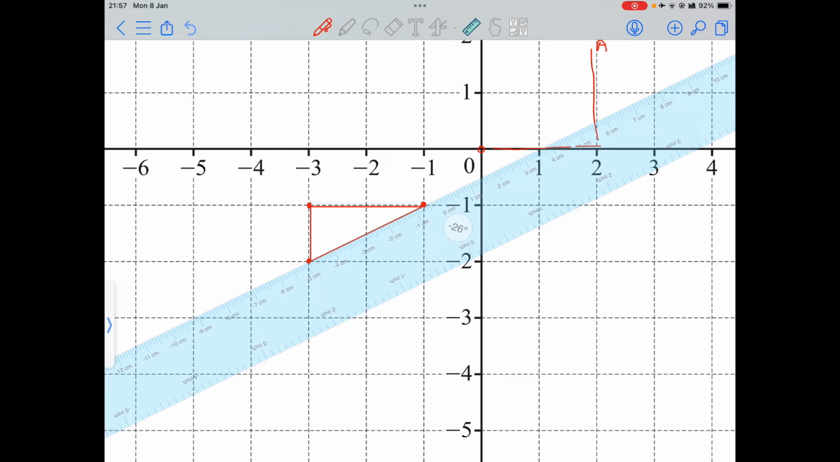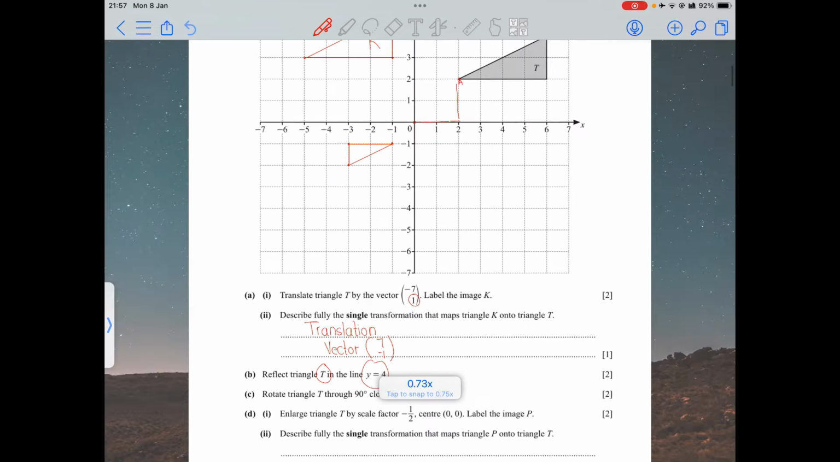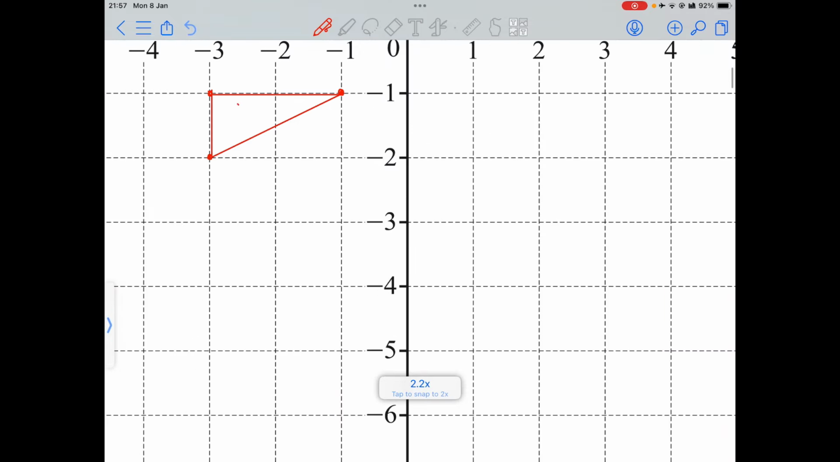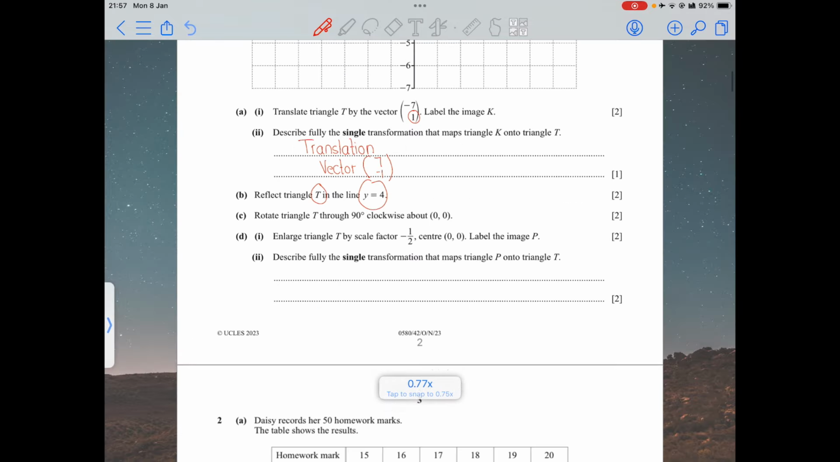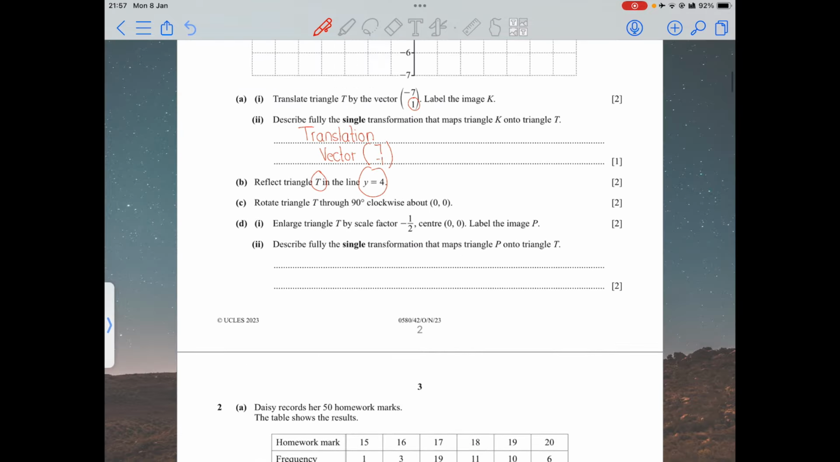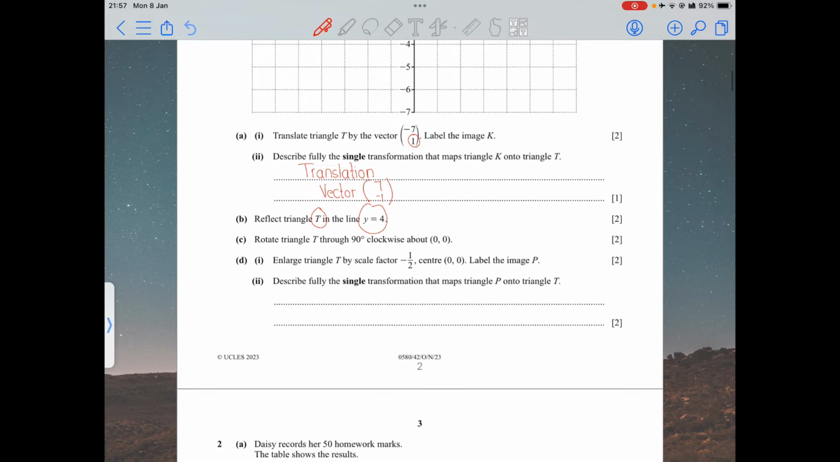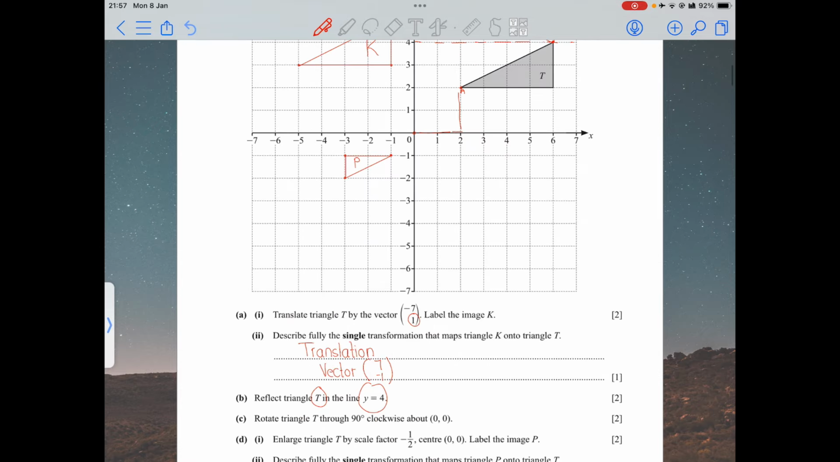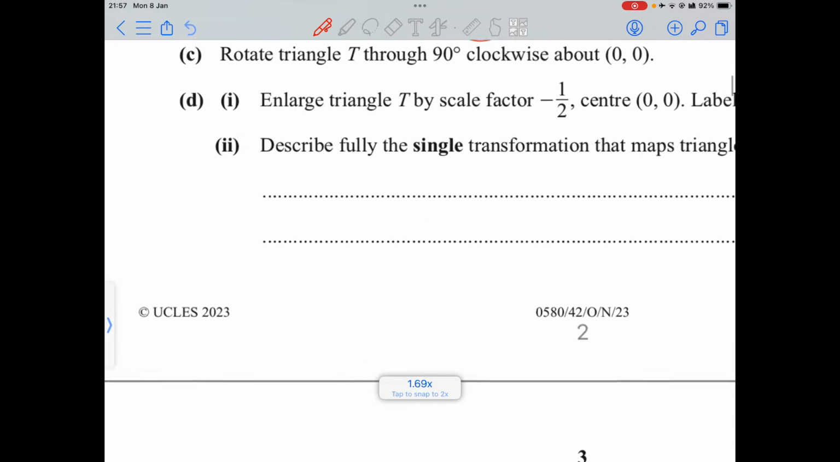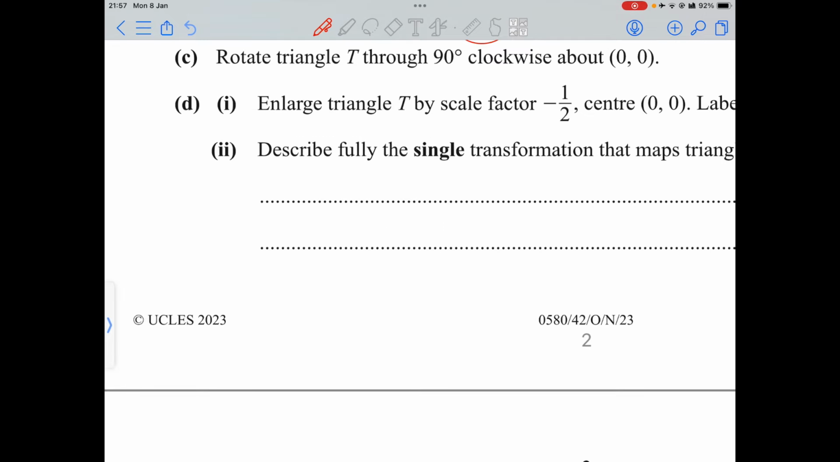Okay, so this gives you the image. Now what is this called? Label this image as P. Now the next part is describe fully the single transformation that maps triangle P, that means this triangle, onto triangle T, the big triangle which is given in this question. Again, it's going to be enlargement since there's only one enlargement in which the size of the shape changes. So this is going to be enlargement.